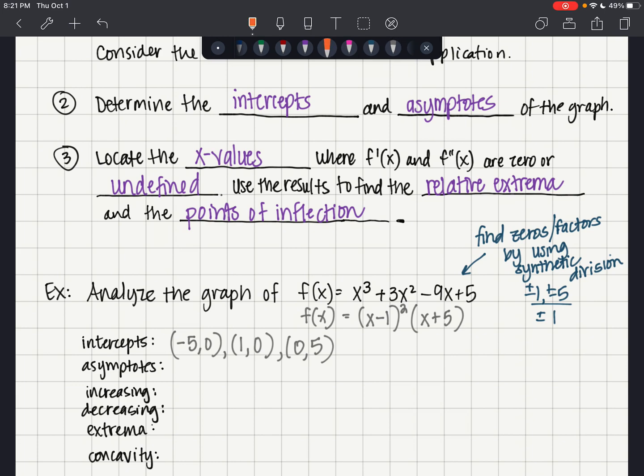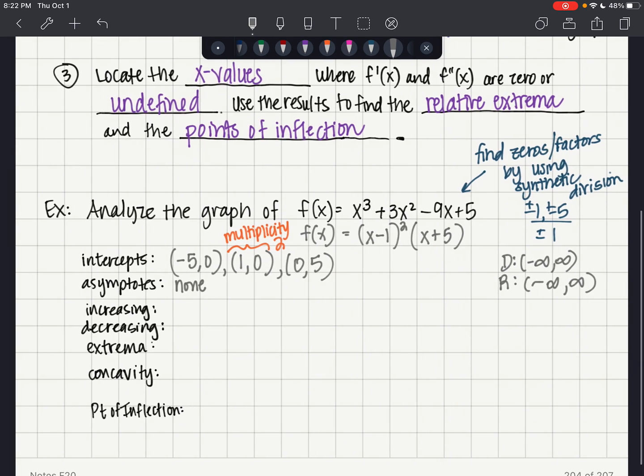Now what makes the one at 1, 0 special is it's a multiplicity of 2, meaning that the graph is going to bounce off that x-intercept and it's not going to go through the x-intercept. Asymptotes, there are no asymptotes for this function because it's a polynomial function. In fact, the domain of this function is all real numbers, and the range of this function is all real numbers. So we denote that by saying negative infinity to positive infinity.